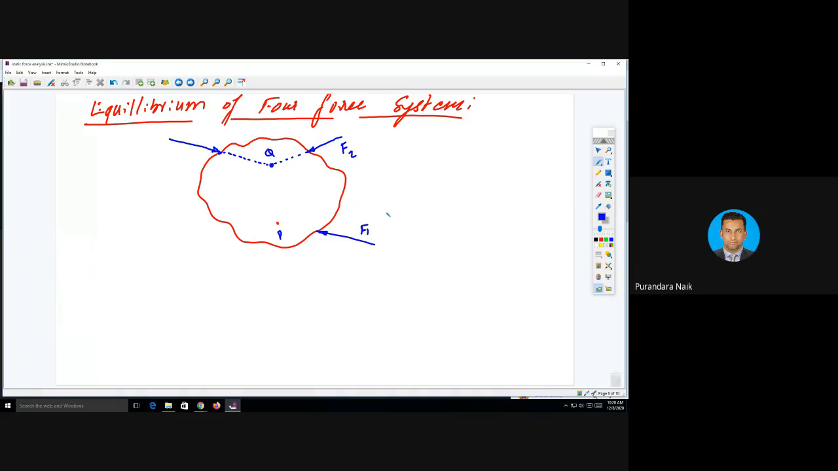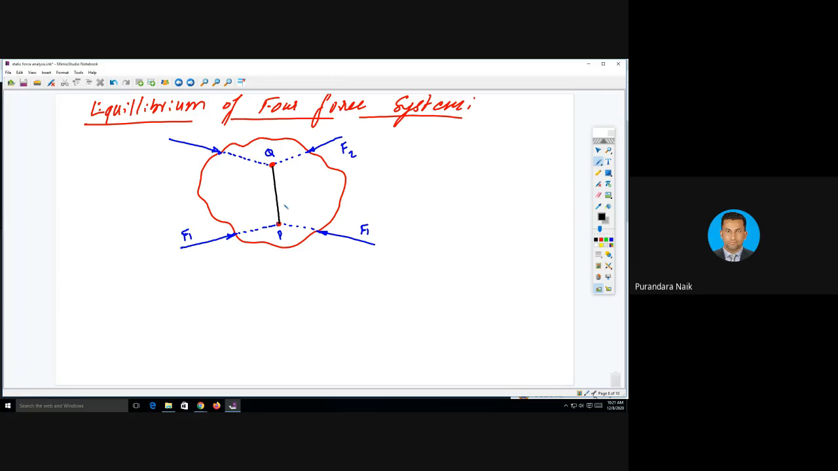forces F1 and F2, and Q, capital Q, is the point of intersection of forces F3 and F4. Full stop. Now join point P and Q.